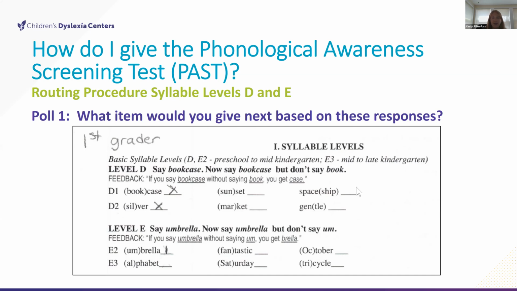And I see that most people got the answer correct. The correct answer is fantastic. The child had bookcase automatic, so following the routing procedure, you skip down to D2. The child had silver automatic, following the routing procedure, skip down to E2. Umbrella, the child was correct, but was not automatic. So you're not going to skip down and go to alphabet. You would go to the next item to the right, which is fantastic, and give that item to the child.